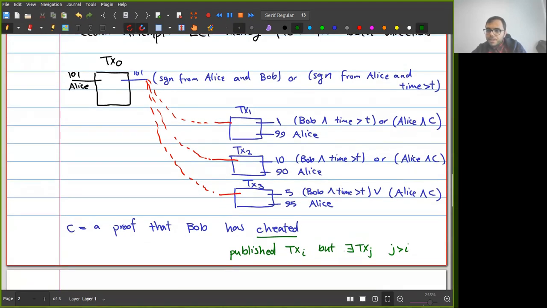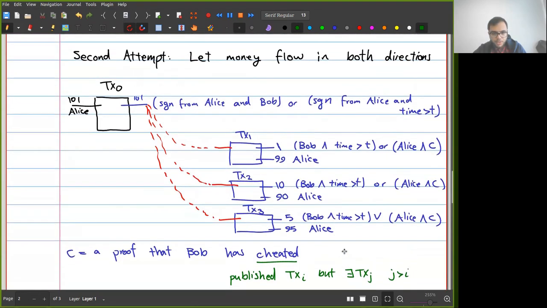So there's a question in the chat. Do the outputs to Alice in transactions 1, 2 to K have the same conditions as transaction 0? No. So here, when I'm saying Alice, it means that you can use this coin if you have a signature from Alice. So Alice can definitely use these coins here.